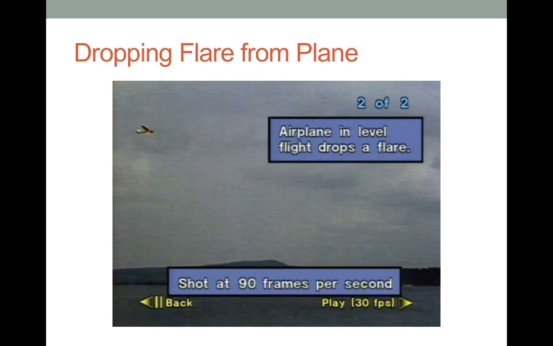Now, in this next video, what we're going to see is an airplane right here that's going to drop a flare. The airplane will continue flying at a constant velocity at more or less the same altitude while the flare is dropped.